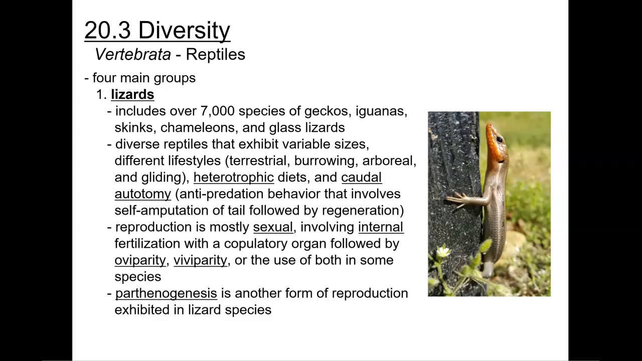Reproduction is mostly going to be sexual, involving internal fertilization with copulation organs followed by oviparity or viviparity, or they have the use of both in some species. Parthenogenesis is going to be another form of reproduction that's exhibited by some lizard species.